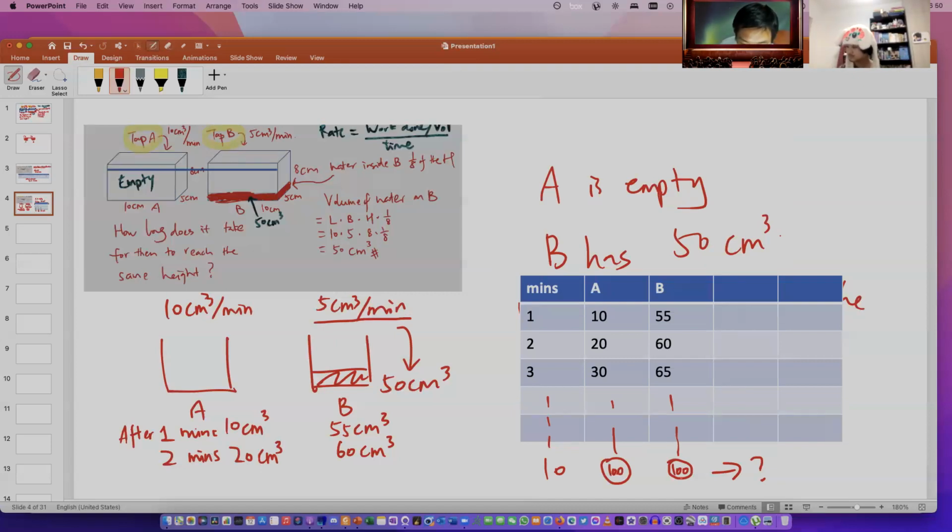So if you use this table, this method, you can get the answer, but it is very slow. Am I right? Very slow. Because the answer here is 10 minutes, right? So you must be thinking, what if the answer is 1000? Are you going to list 1000 rows down?